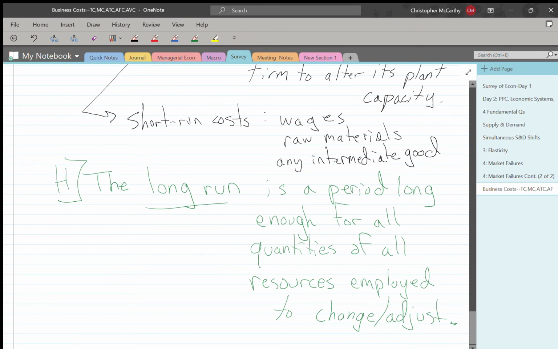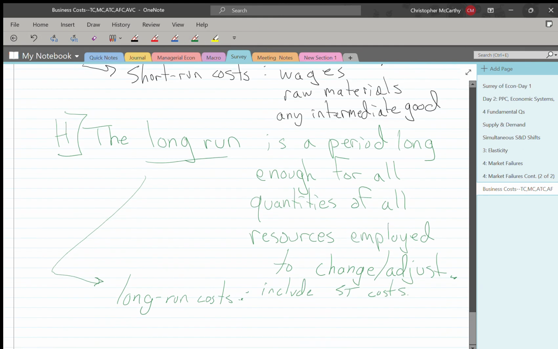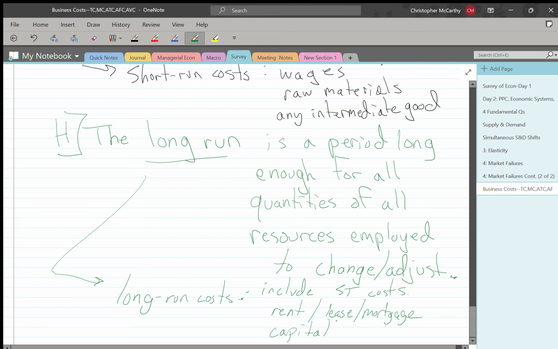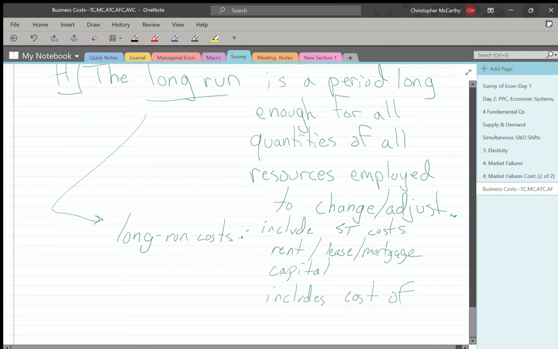So long run costs, these are going to be all of the costs. So these are going to include short-term costs, but also, it's going to be either rent or lease or mortgage, whatever it's called. This is going to be your capital, so your equipment and things like that, right? These are all going to be, but this includes the cost of varying the plant size.